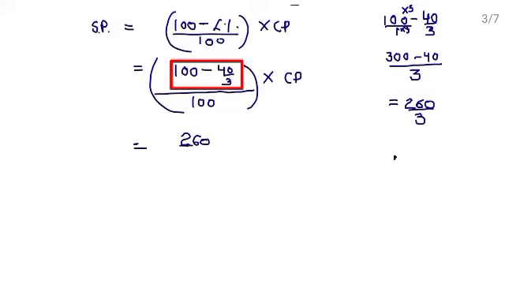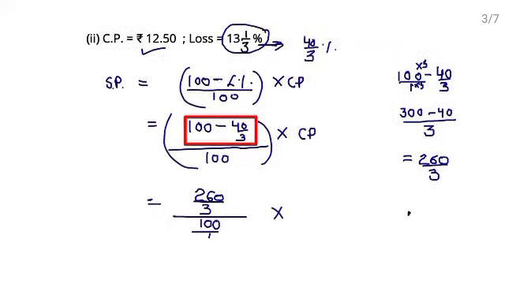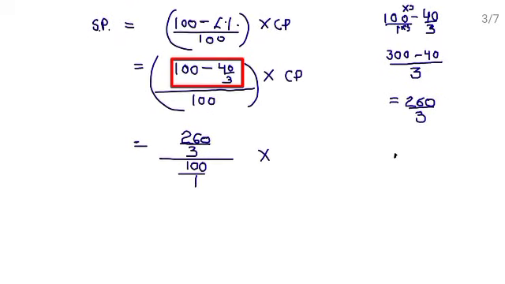260 upon 3. In the denominator of the whole this is 100, or you can also write it as 100 upon 1, multiplied by the value of CP. What was the cost price given? Let's check. CP was rupees 12.50.